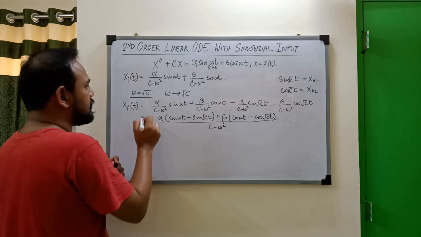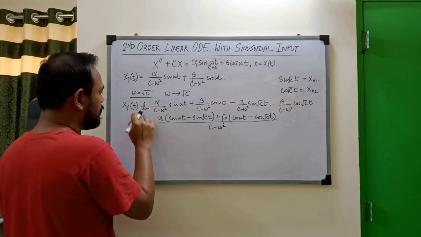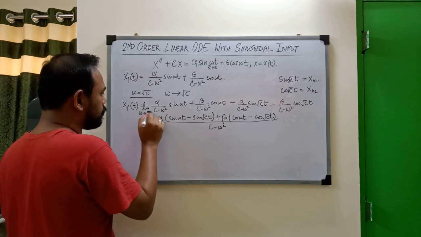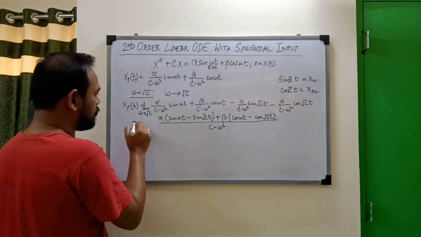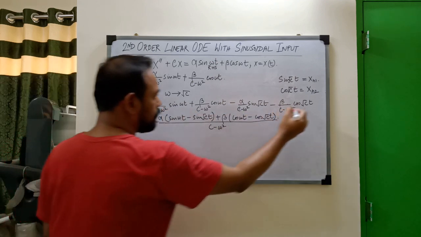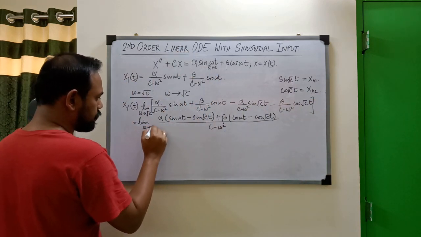But of course, we said that we have to finally make this approach root c. So we are basically taking limits. We are always taking limits because we are working with the condition that omega is approaching root c. Okay, so therefore this is going to be the limit of the whole thing here, as omega approaches root c.